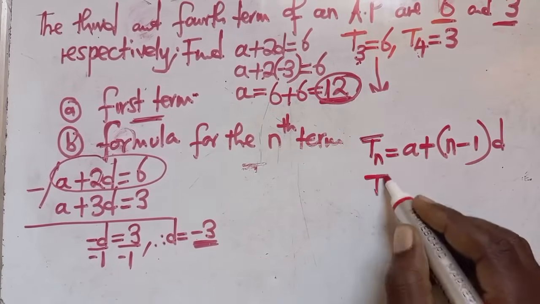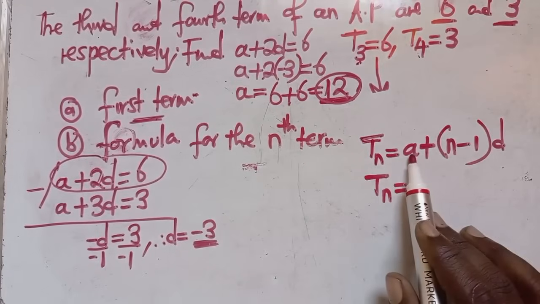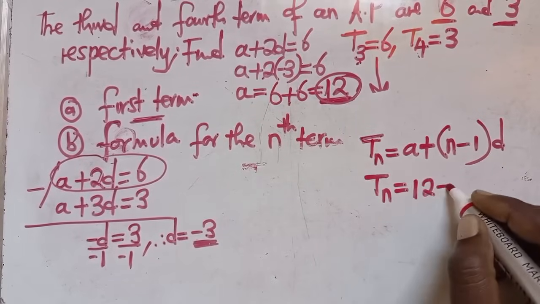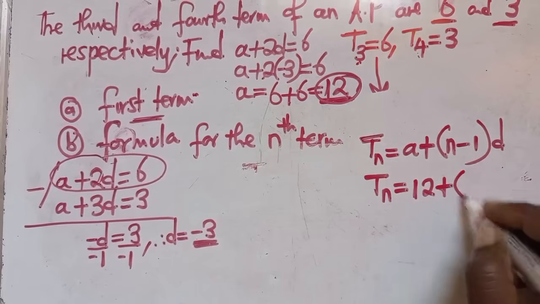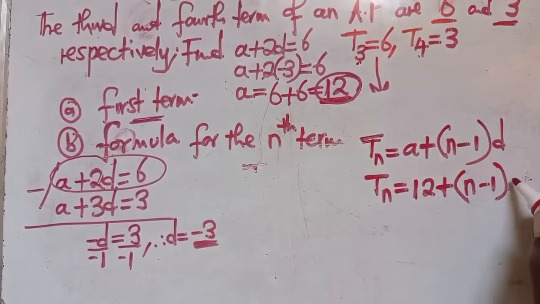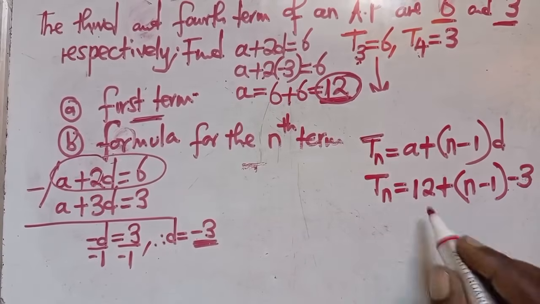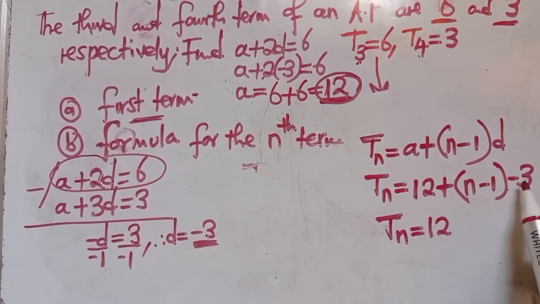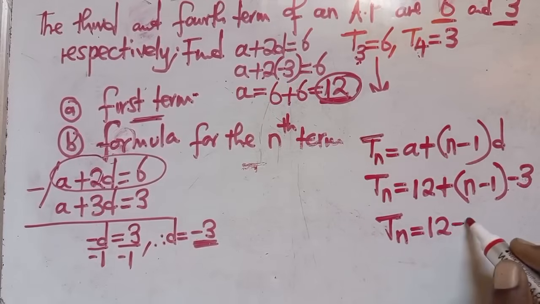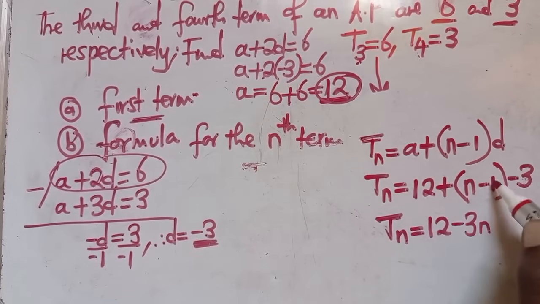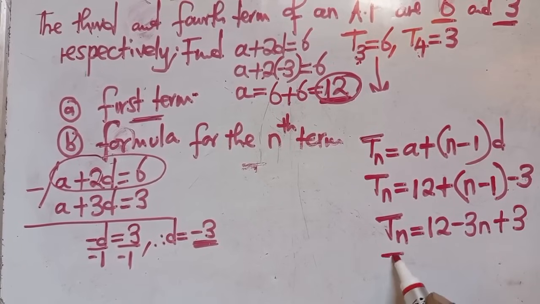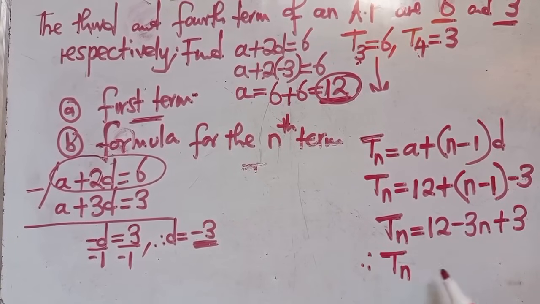Where I'm going to say that T is equal to, what is the first term? First term, 12. So my 12 there, okay? Plus n will be maintained. So n minus 1. What is the common difference? Negative 3. So this is now equal to what? I maintain 12. Negative 3 times n, that is negative 3n. Negative 3 times negative 1, I get positive 3.